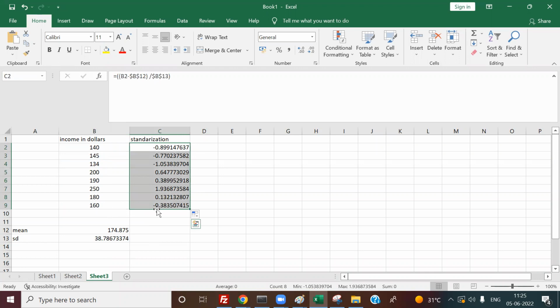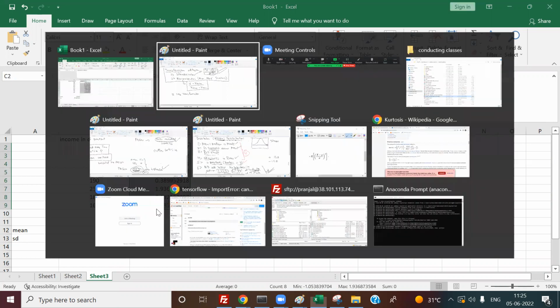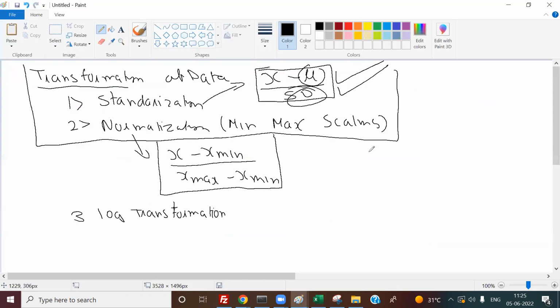Do you notice that some values are positive and some are negative? Why are some positive and some negative? The answer is very simple, because of the nature of the formula. I am saying x minus mu. For some of the values x would be less than the mean, and for some of them it would be greater than the mean. So the answers would be positive as well as negative. Both will come, okay?